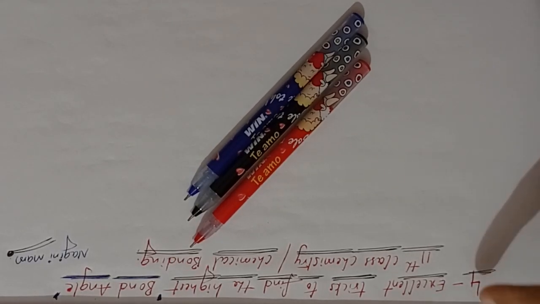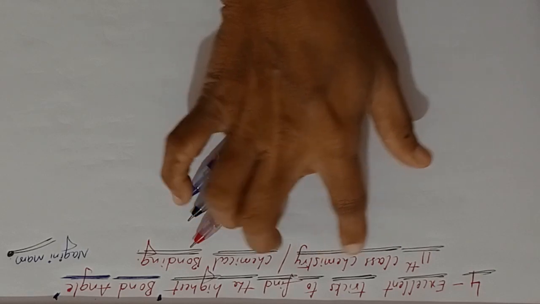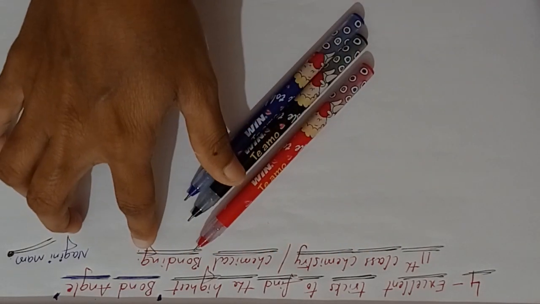In today's session, I'm giving 4 excellent tricks to find the highest bond angle. This is a topic from 11th class chemistry, chemical bonding.